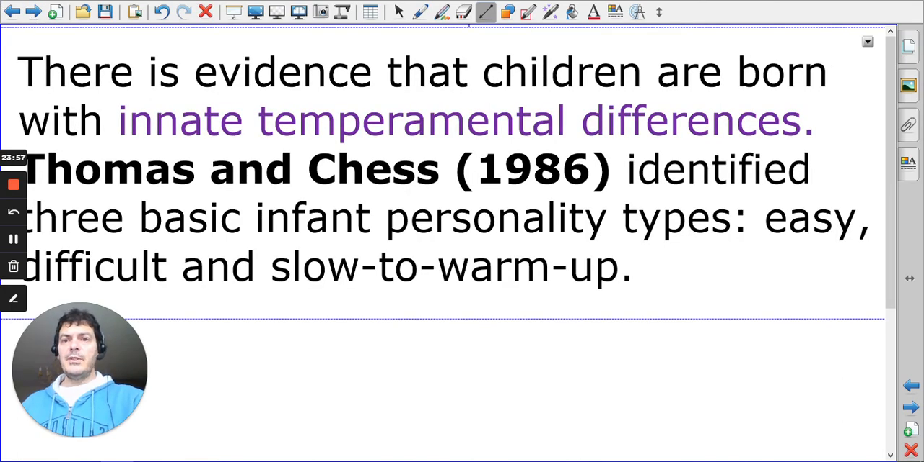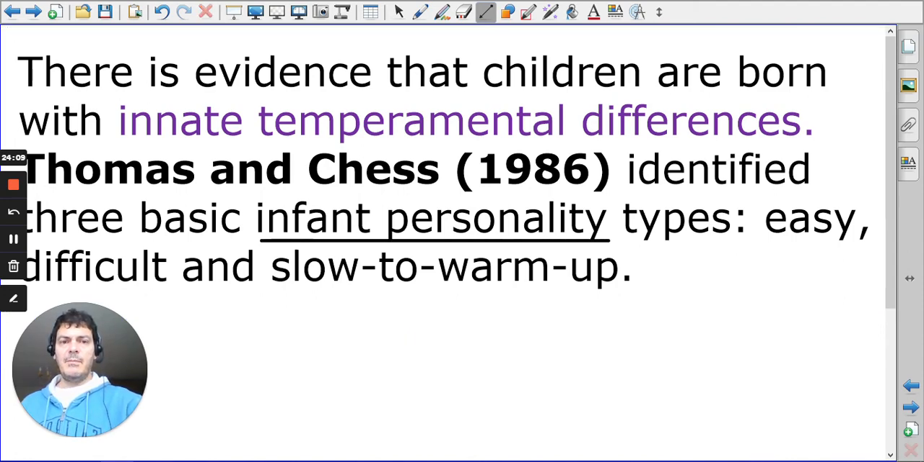In order to back this up, Kagan is saying it's down to the temperament, and Thomas and Chess said there are different types of personalities. So infants do actually have personality types: some infants are easy, some are difficult, and some are slow to warm up. In other words, the child is not forming this attachment bond based on the sensitivity of the parent and this innate ability for the two to respond to social releases. It's actually because of the personality.